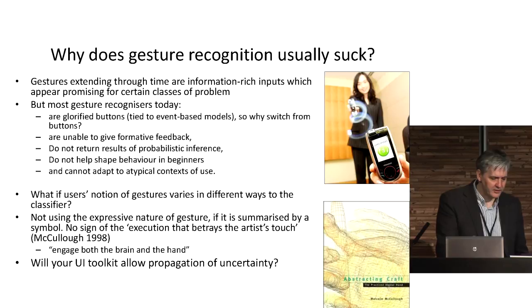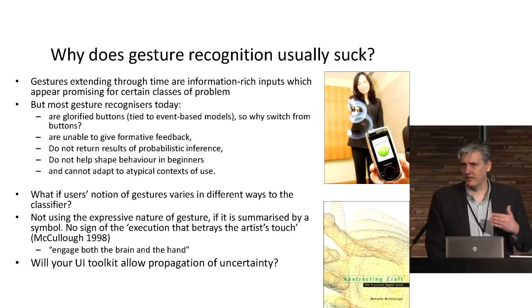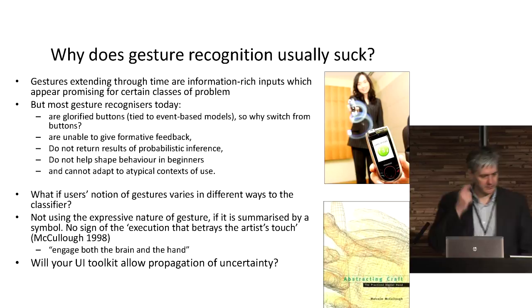So they didn't release how uncertain they were. They didn't help people learn, so they didn't shape behavior in beginners. If you're going to learn to do a gesture, how do you get there from not being able to do that? Especially if it's a 3D gesture over time, it's harder to display on the screen.